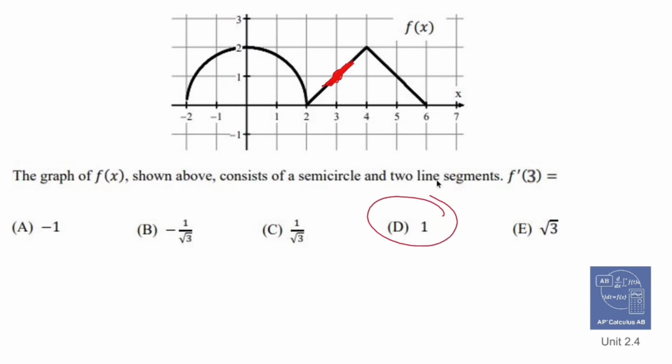So that's basically it. You're being asked what the derivative is at that moment. What is the slope at that moment? At 3, my slope is 1 right at that moment.